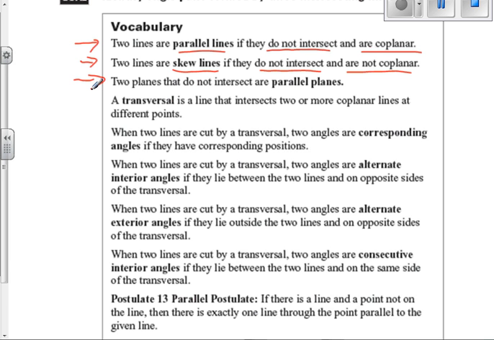Two planes that do not intersect are parallel planes. We'll see an example of that also. And then a transversal is a line that intersects two or more coplanar lines at different points.